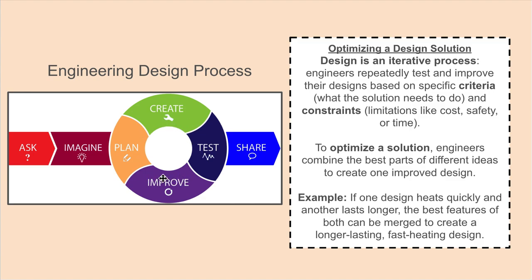Often, to get the best solution, to optimize a solution, engineers can combine the best parts of different ideas together to make one improved design. So for instance, after doing your testing over and over again, and you find that one design that you created heats quickly and another one lasts longer, then you can incorporate the elements of both designs, merge it together to create a longer lasting, faster heating design.